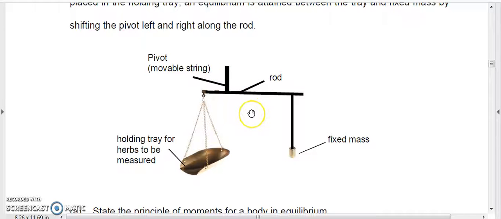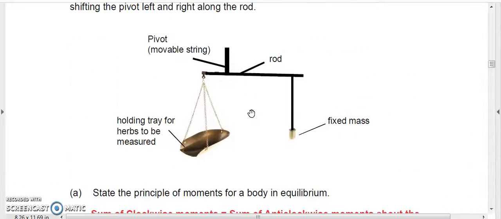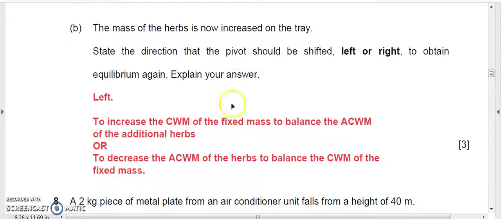Okay, so to move it left or right, if I have more mass here, that means the anti-clockwise moment is higher. You cannot change this fixed mass, so you have to move this left. Okay, so how do you actually explain it? Okay, two ways to explain. So one mark for this. Two ways to explain: to increase the clockwise moment of the fixed mass, that's for the second mark, so that you can balance the anti-clockwise moment of the additional herbs. So basically you want to increase one moment to balance the other moment.